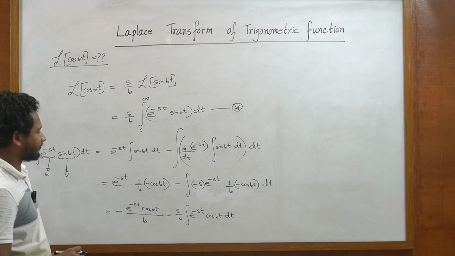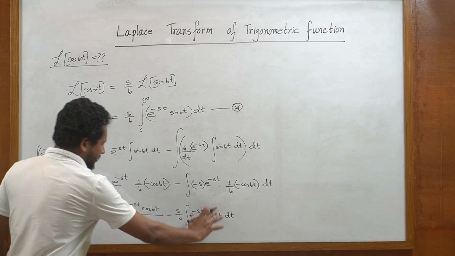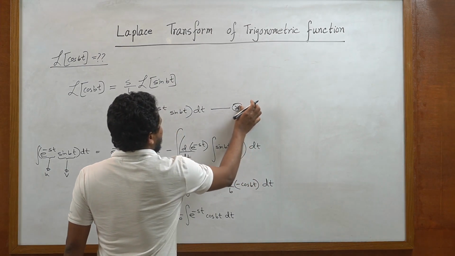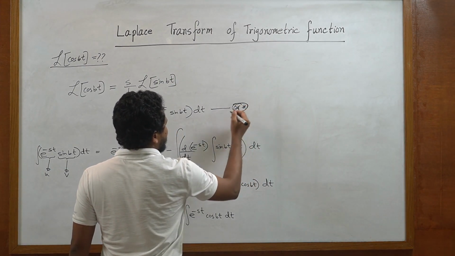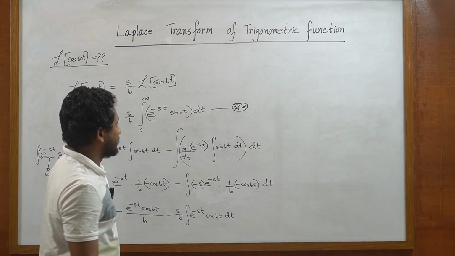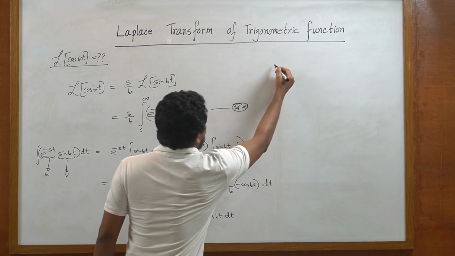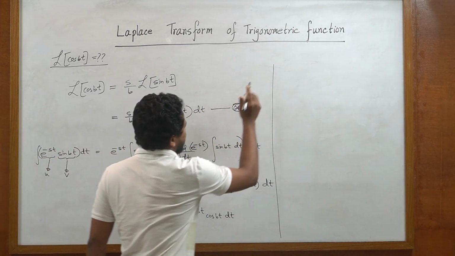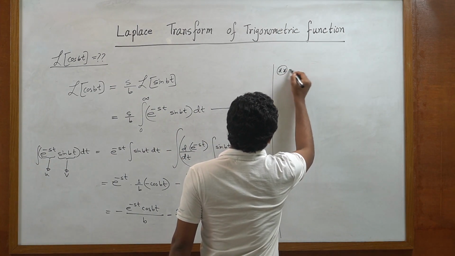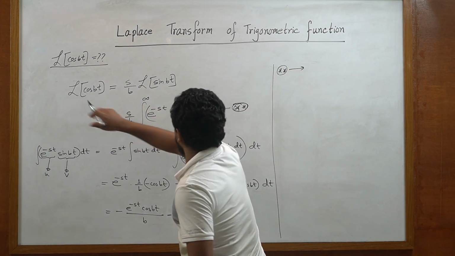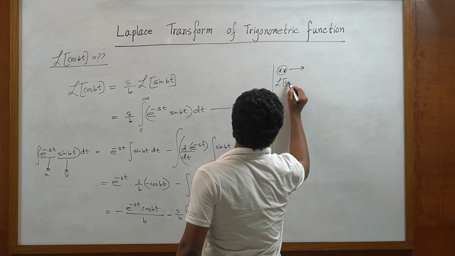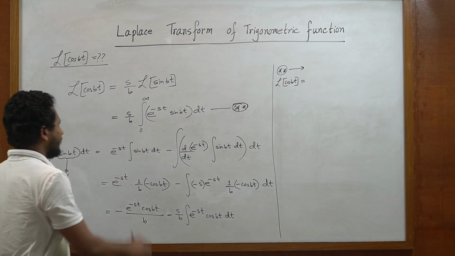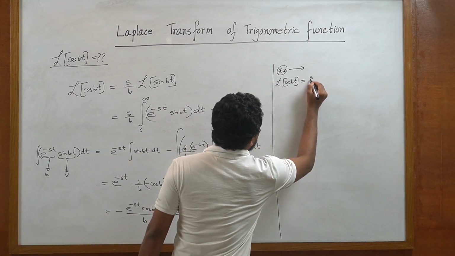Okay, now we will put this information into this star equation. In fact, we will call this equation the double star equation, because the single star equation was called previously. Now the double star equation will become Laplace transform of cos bt equals to s by b.